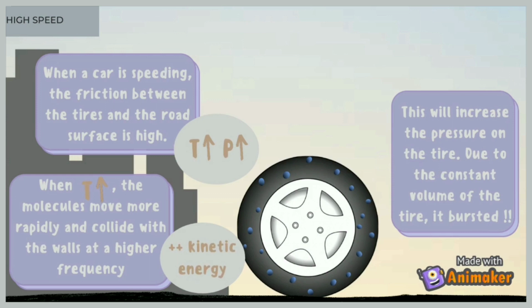Okay, when a car is speeding, the friction between the tires and the road surface is high. This will lead to an increase in temperature. So, when temperature increases, the molecules move more rapidly and collide with the walls at a higher frequency. Why? Well, it is because molecules gain more kinetic energy from the heat. And as we all know, Gay-Lussac's law is a relationship between pressure and temperature of gas. Hence, when temperature increases, the pressure in the tire also increases. And due to the constant volume, the tire will soon burst.